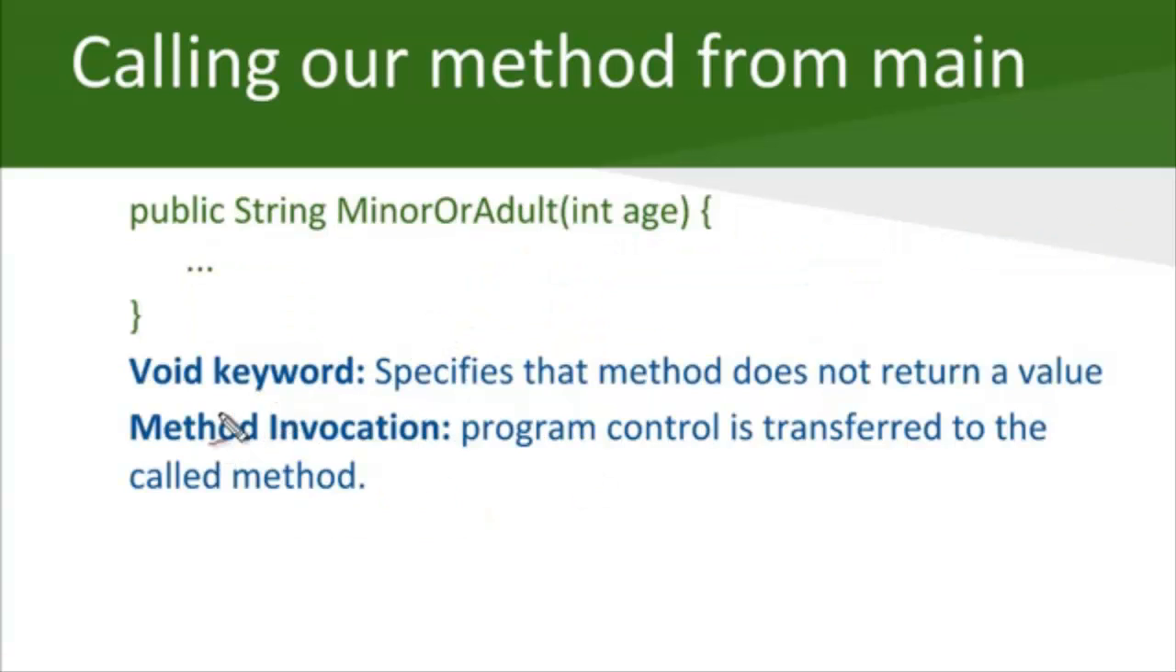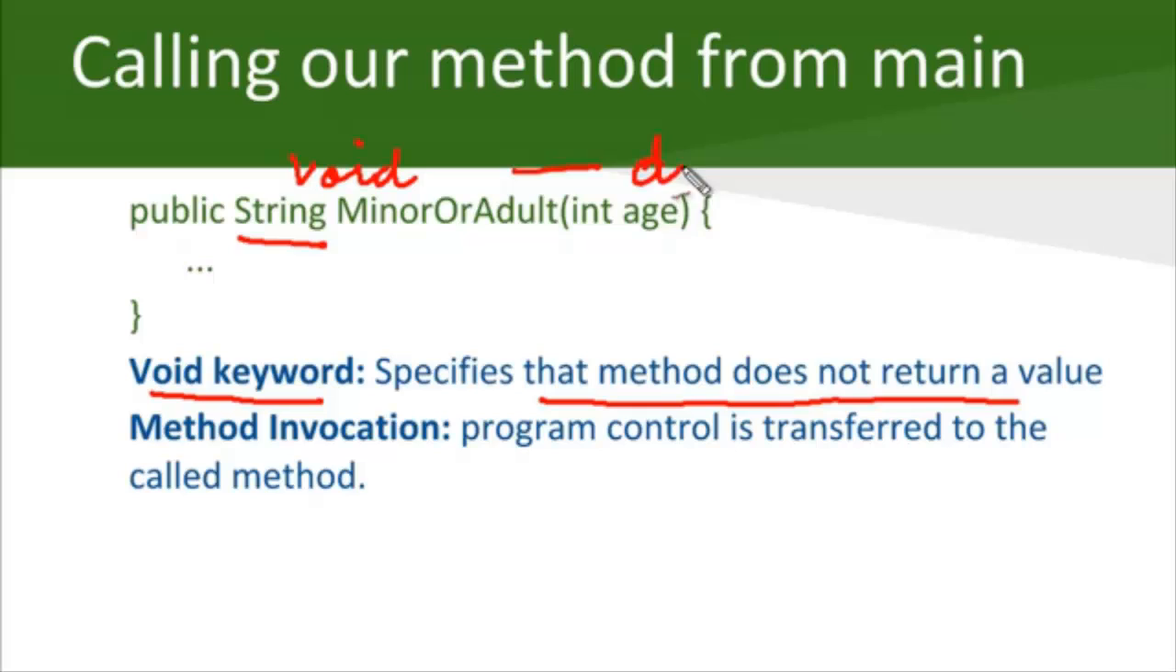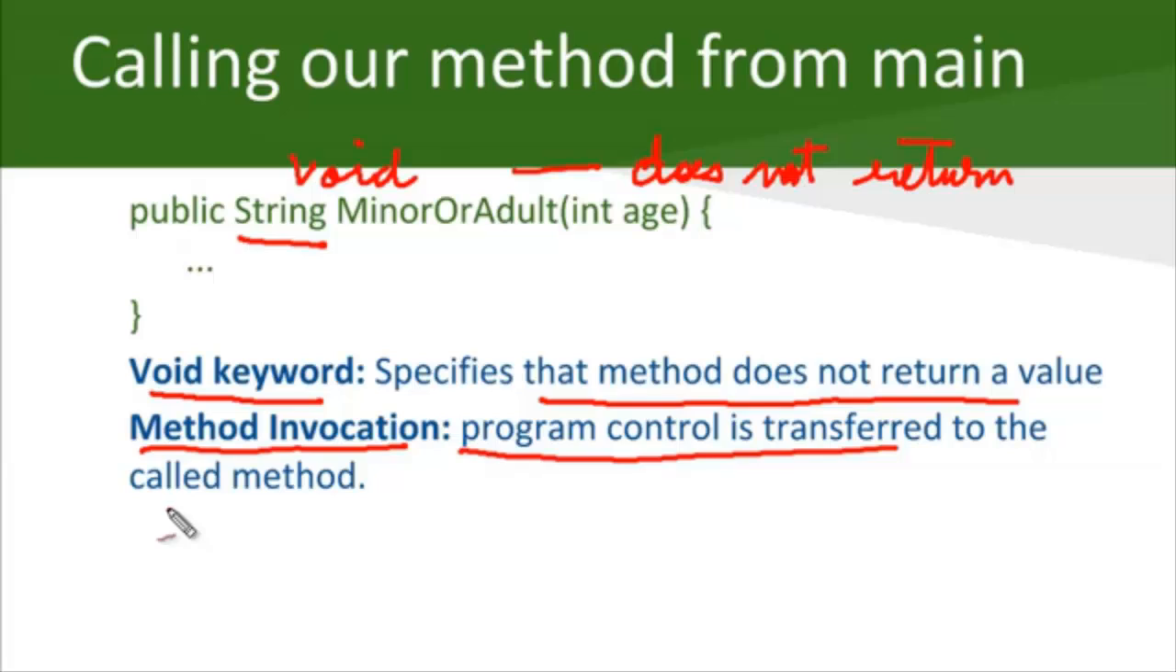Two important things to revise. The void keyword specifies that the method does not return a value. We had string here, that means the method returns a string. If we had void, then it does not return anything. And when method invocation occurs, the control of the program is transferred to the called method. And when the method is finished, the control is transferred back to where it was called from.